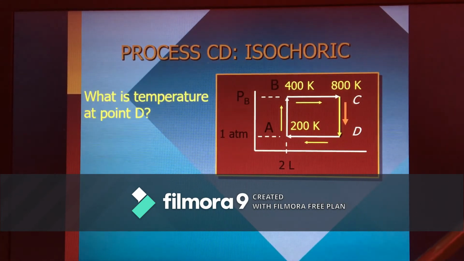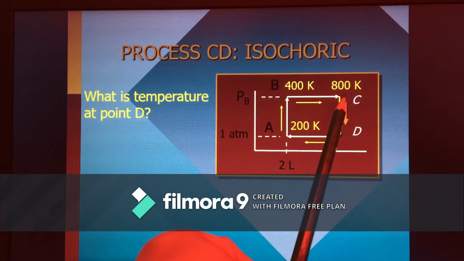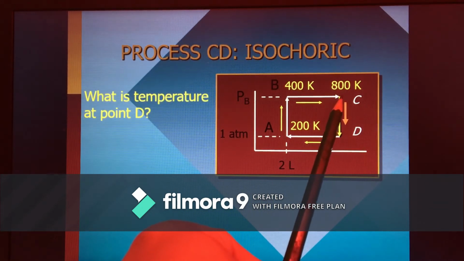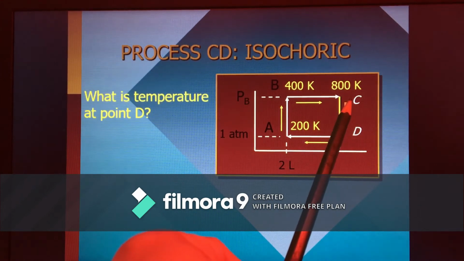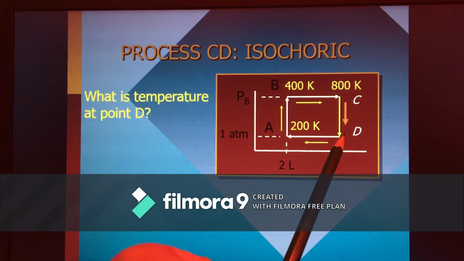Our original formula, we have the product of the pressure and the volume divided by the temperature at that point equal to the product of the pressure and the volume divided by the temperature at that point. So in this case, we are considering the product of the pressure and the volume at point C with respect to its temperature at this point C, equal to the product of the pressure and the volume at this point D with respect to the temperature at this point.